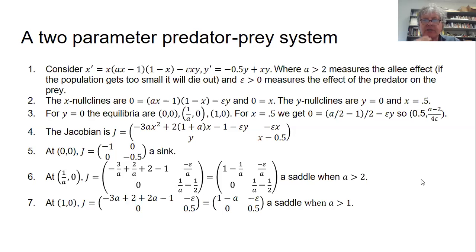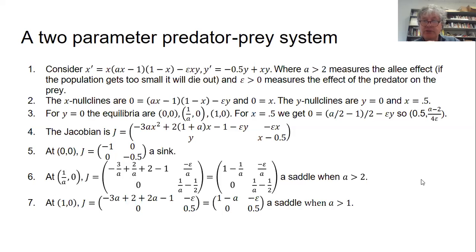And epsilon is just the effect of the predator on the prey. So it's a negative interaction between the predator and the prey. Okay, so the X nullclines are then X equals 0, and that quadratic equation. And the Y nullclines are Y equals 0 and X equals 1/2. So if we let Y equals 0, i.e. that means there's no predator, there are 3 equilibria: (0, 0), where both populations are extinct, and then (1/A, 0) and (1, 0).